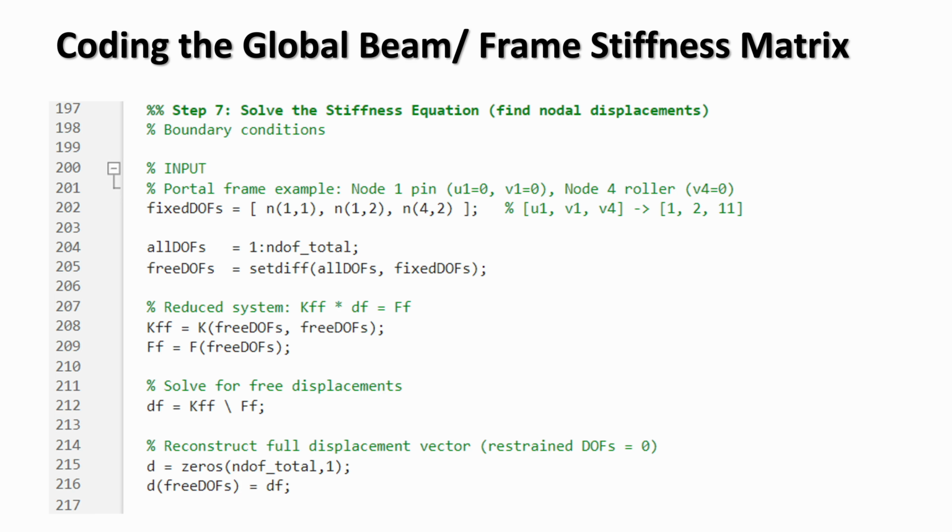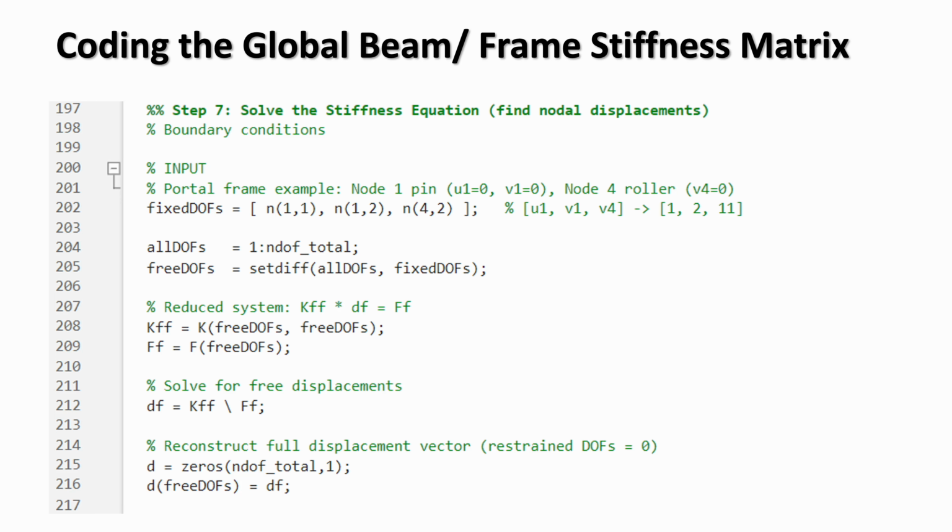So essentially, KFF times DF equals FF, where, as we already discussed, KFF and FF are the stiffness matrix and load vector corresponding to the free degrees of freedom. We can solve this reduced system using MATLAB's backslash operator. So you can see here that DF equals KFF backslash FF. The backslash solves the system directly without computing the matrix inverse. So it's faster, more accurate, and numerically stable, especially for larger systems.